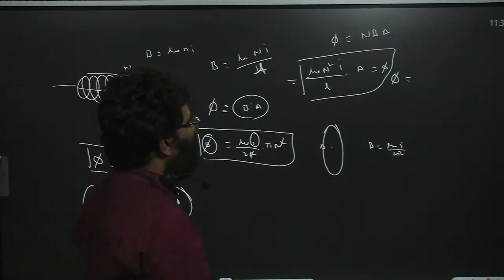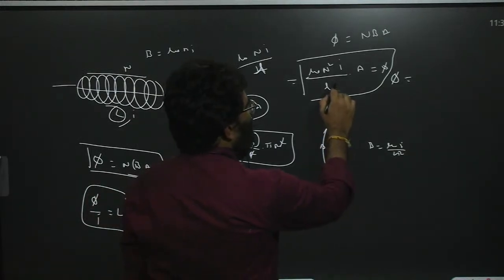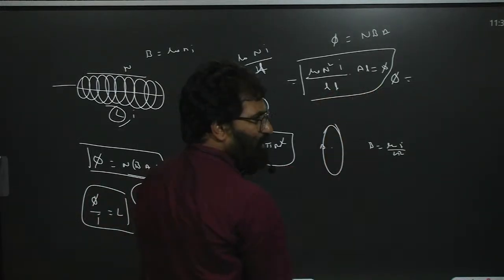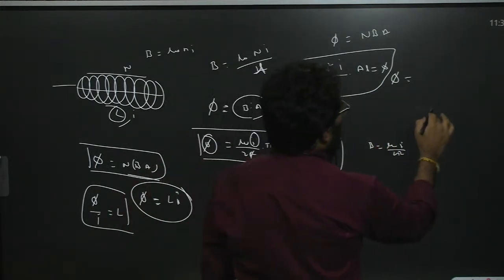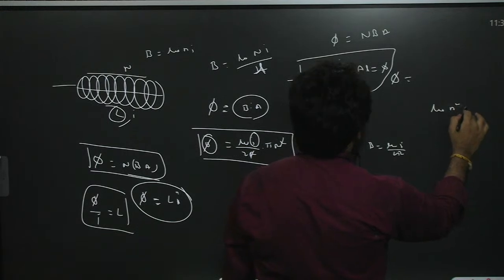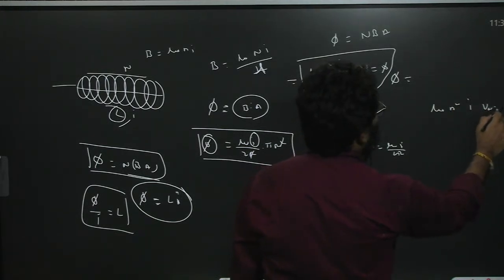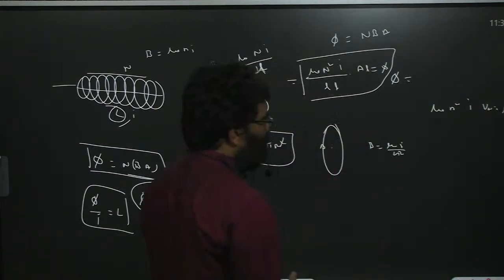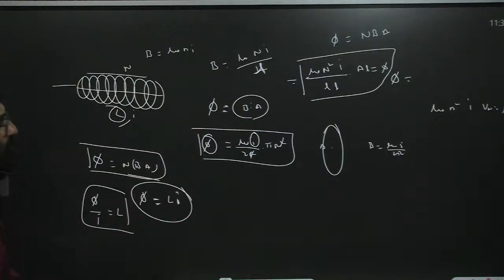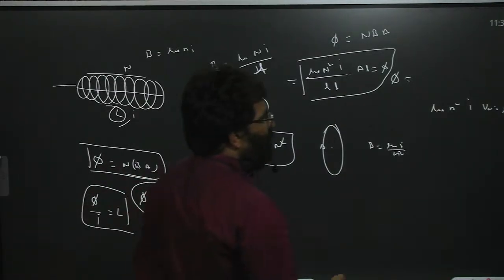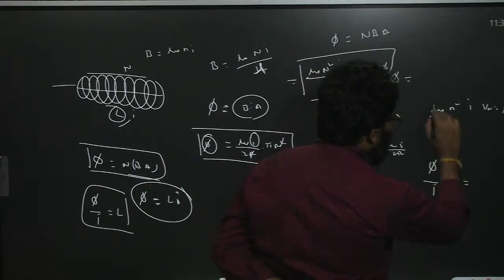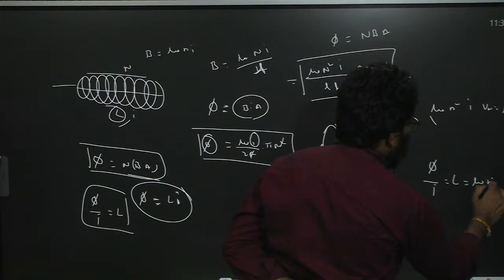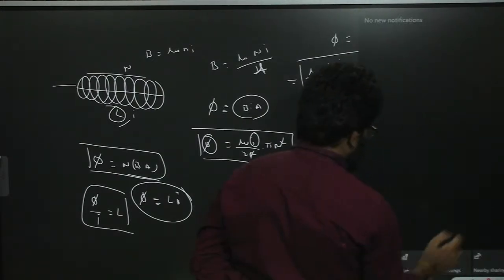Now, substitute here L and here L. What happens? N by L is the number of turns per unit length, small n. Flux is mu naught n square I into volume. So flux per unit current is called self-inductance. Self-inductance is mu naught n square into volume. This is a very, very important statement.